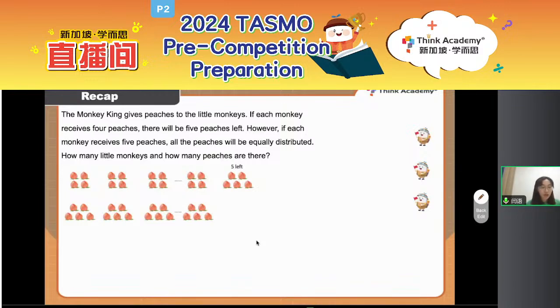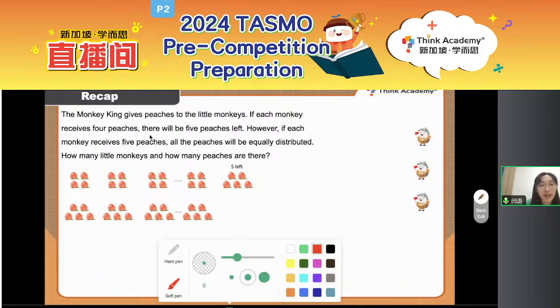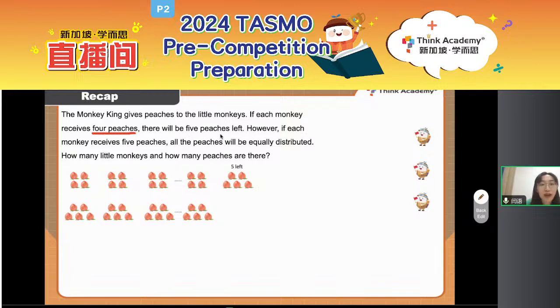Before we move on to the last question, firstly, I want to introduce something new to you. Here is an example. The monkey king gives peaches to the little monkeys. If each monkey receives 4 peaches, let's underline the keywords, there will be 5 peaches left. So here you can see the extra part, 5. However, if each monkey receives 5 peaches, all the peaches will be equally distributed. Pay attention, equally distributed. There is no leftover. How many little monkeys and how many peaches are there? Any idea? Maybe I give you 30 seconds to think about it.